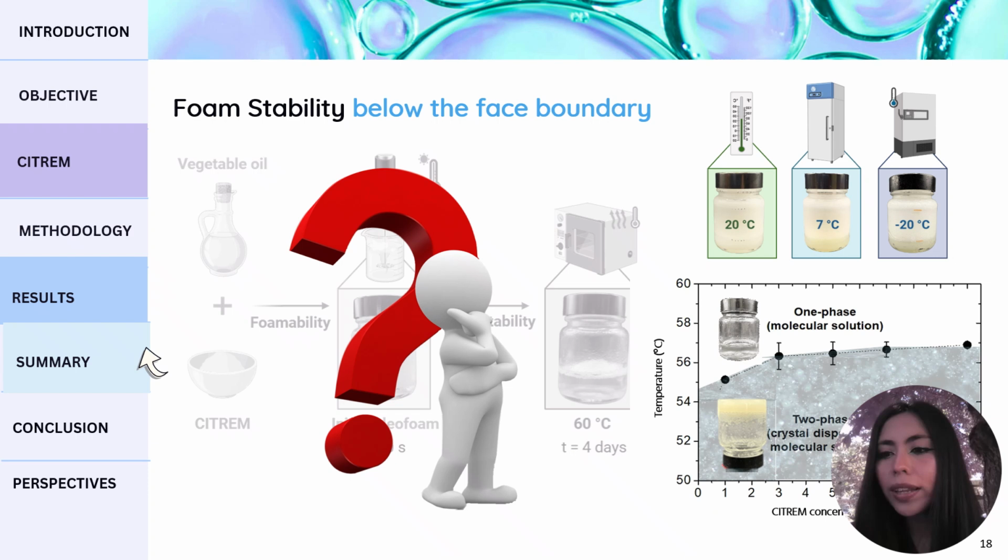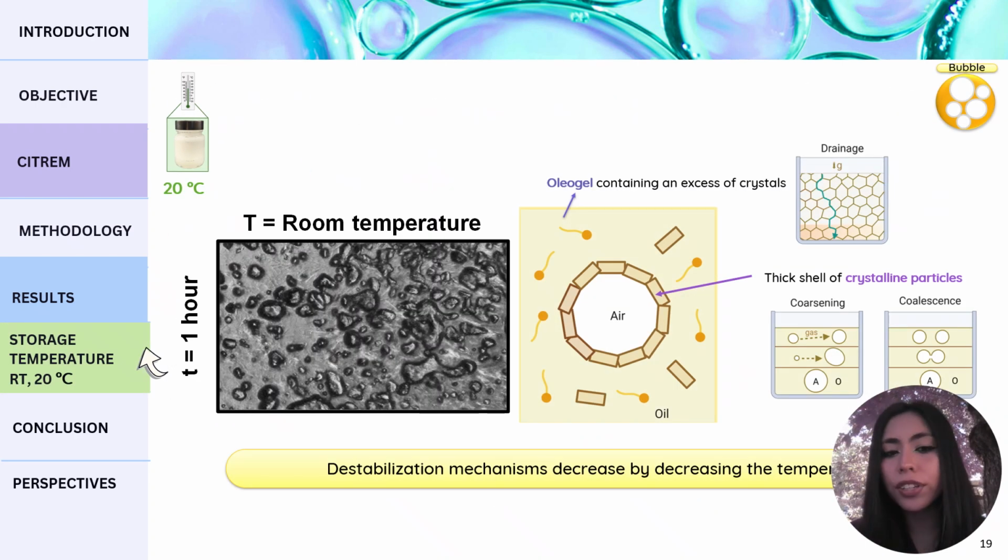But we wondered, what happens if we produce the foam and then store it at low temperature, where we are supposed to have two phases? And we notice that at room temperature, we have this type of crystals that are not very well rounded. Here we have stabilization by crystals. We can see that we have an oleogel containing an excess of crystals, and this will stop the drainage. And we can also see this thick shell of crystalline particles that will decrease the creaming and coalescence.